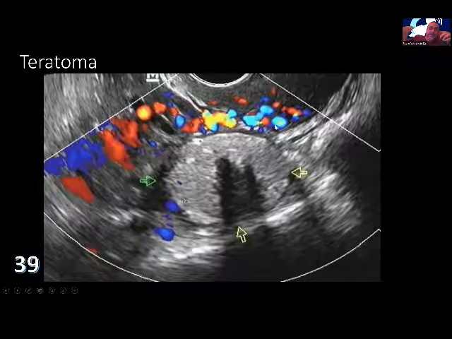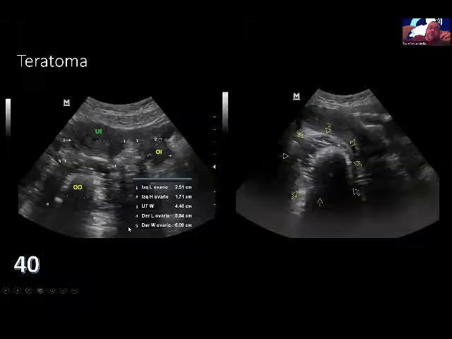This is the same teratoma and all the adnexal vessels. And this is another patient with a more complex mass. You almost see the hair inside. Look at those lines. Usually a bunch of hair.